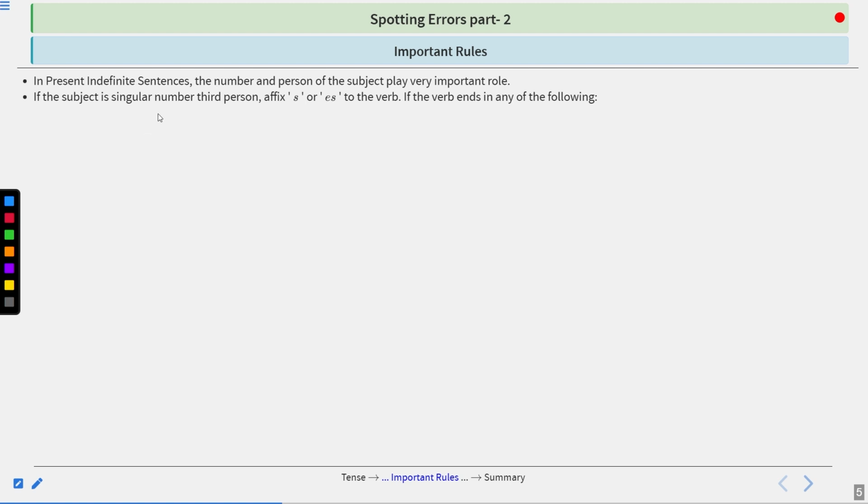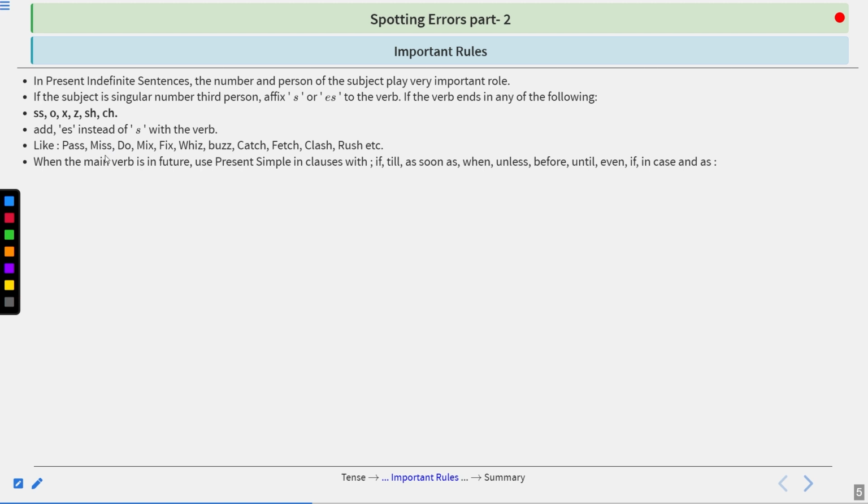If the subject is singular number, third person, affix s or es to the verb. If the verb ends in any of the following: ss, o, x, z, sh, and ch, add es instead of s with the verb. So if you find any verb ending with ss, o, x, z, sh, ch, add es instead of s with the verb. Like pass, miss, do, mix, fix, whiz, buzz, catch, fetch, clash, rush, etc.